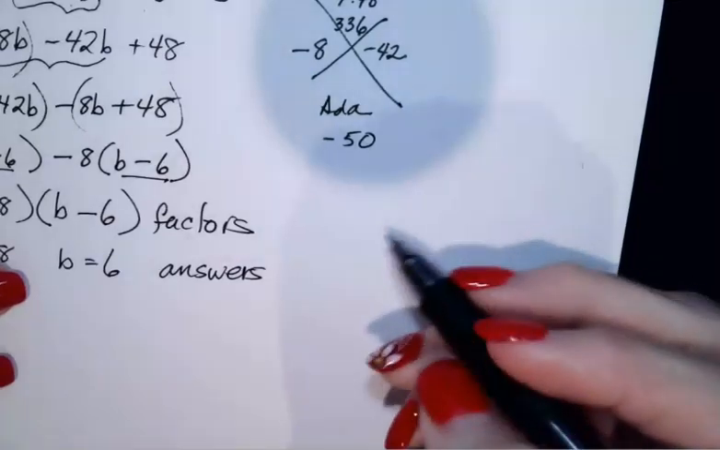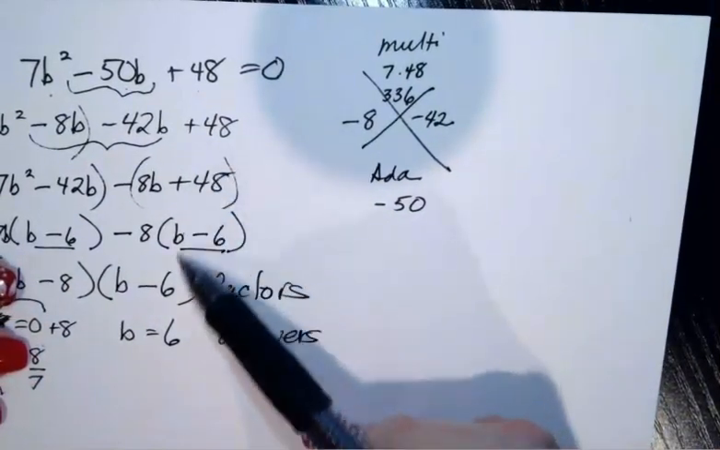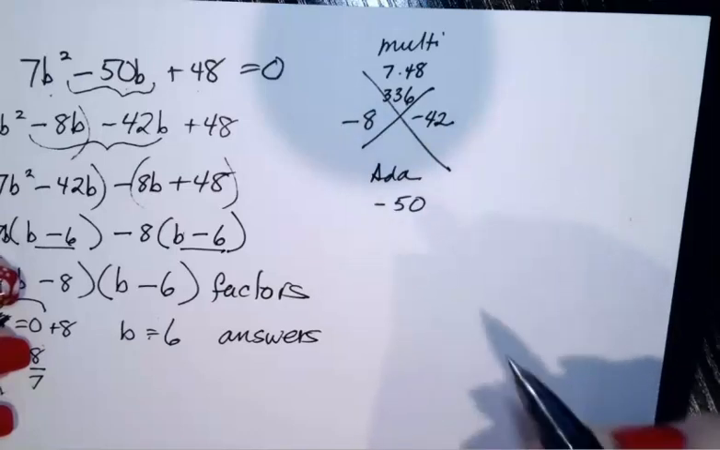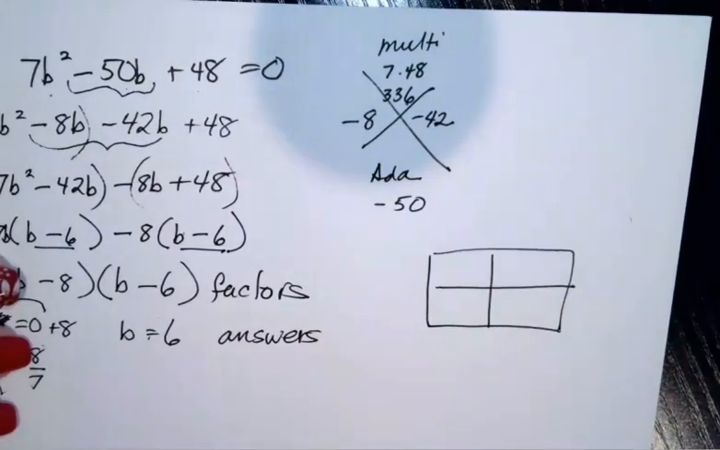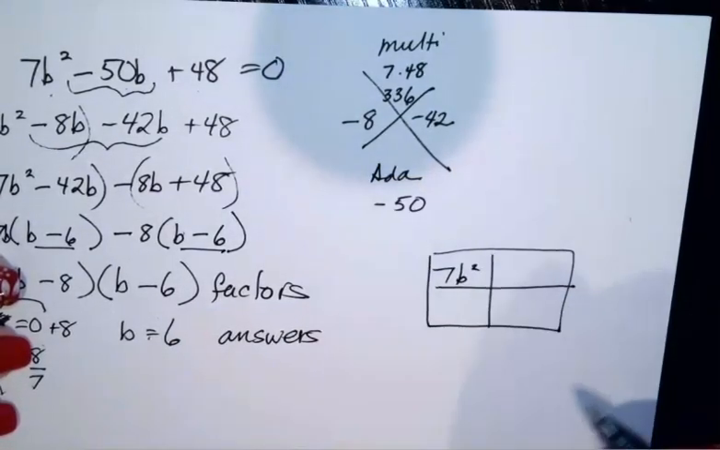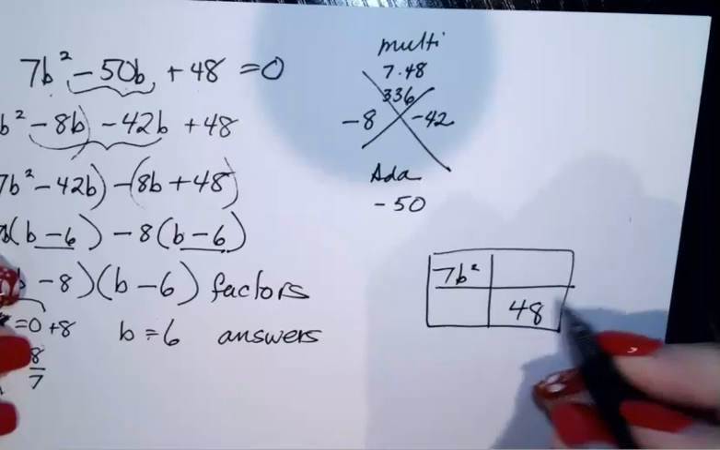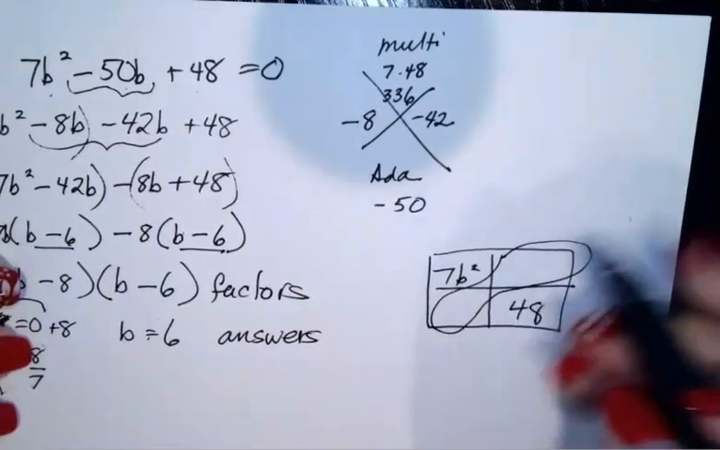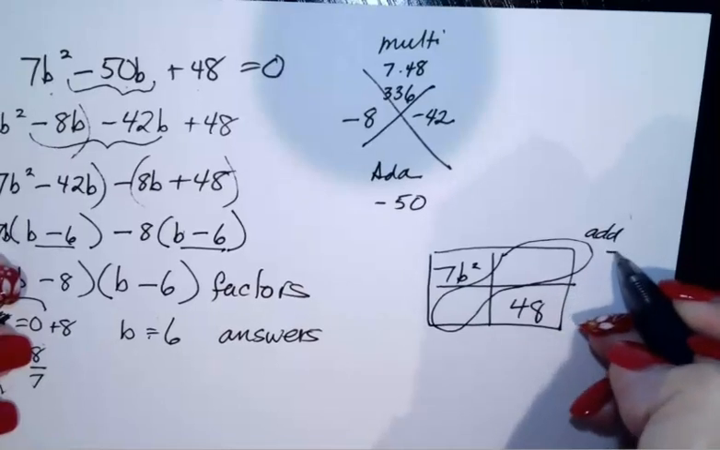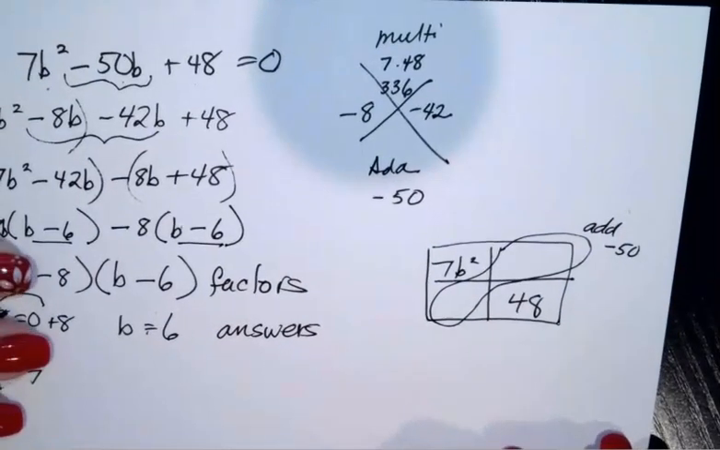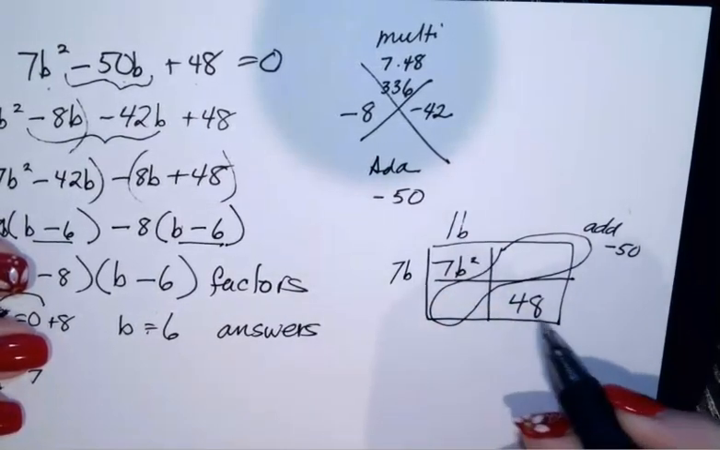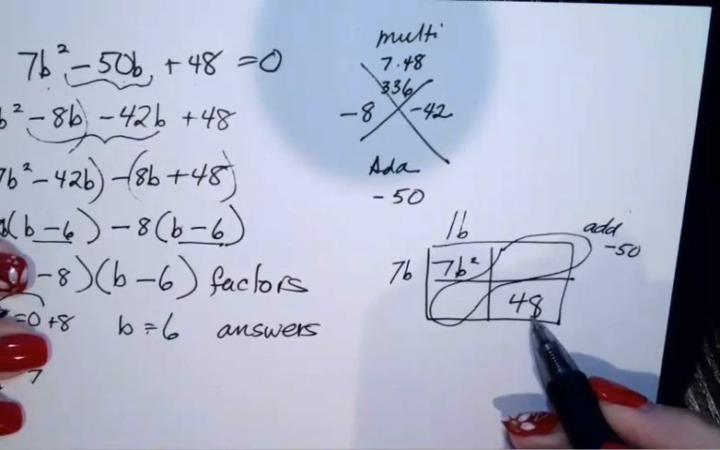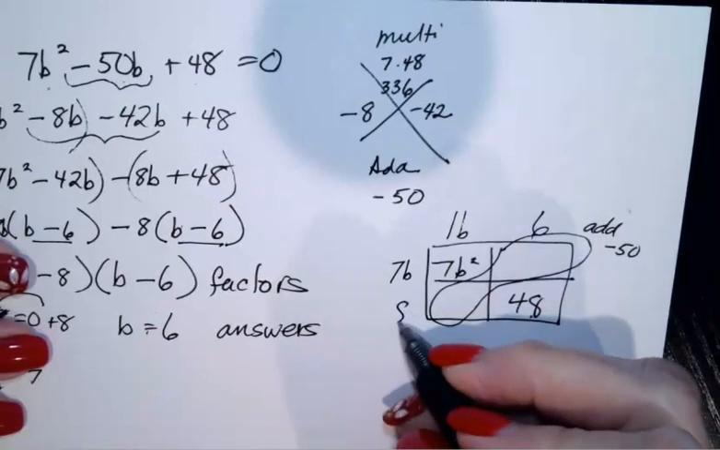Now again, if it's a multiple choice question, you could try out the answers and see which ones work. If you had to do some more guesswork, let's put the 7b squared there. Let's put the 48 there. And this thing right here has to add to negative 50. And we could just play with the numbers. This could be 7 and 1. What are things that automatically come to your head about 48? Well, that's a 6 and an 8.